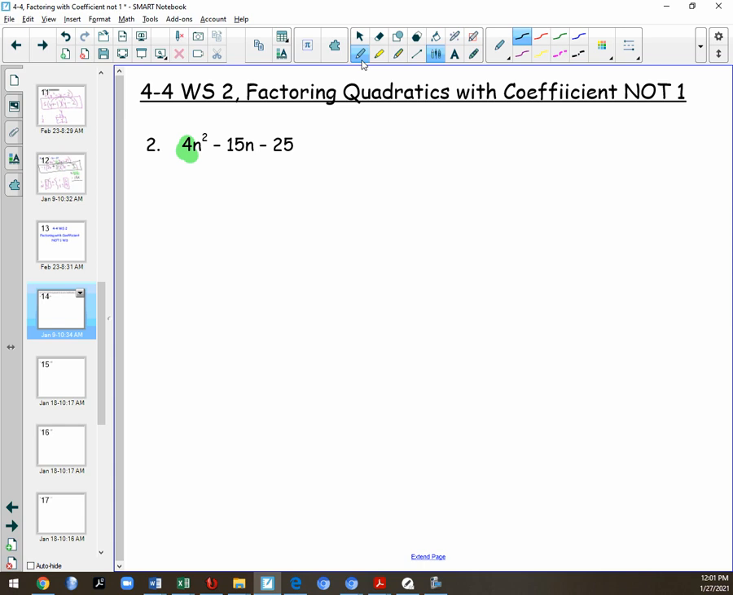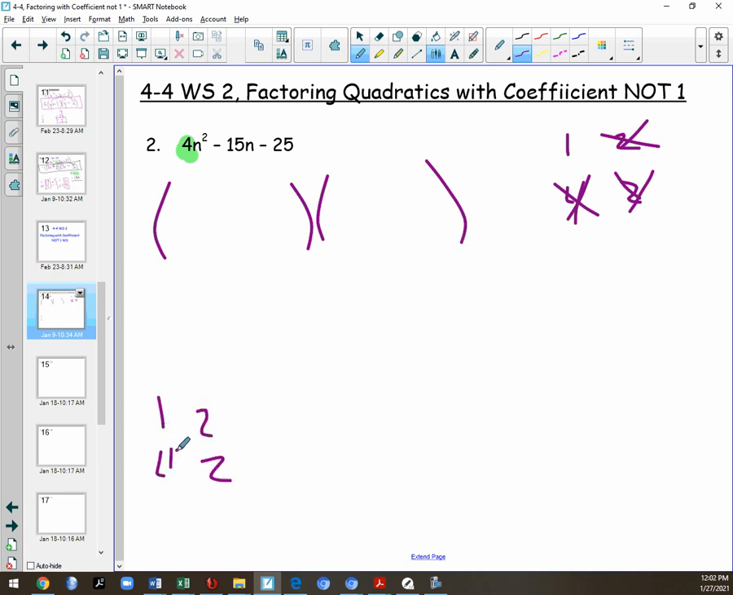No. Factors of 4 are going to be 1 and 4, 2 and 2. So 4 doesn't work. Does 2 go into 15 or 25? No, it does not. So therefore 1 is your GCF. Okay. Now, with that being said, I need to go ahead and put 2 sets of parentheses here. And I already said factors of 4 are 1 and 4, 2 and 2.